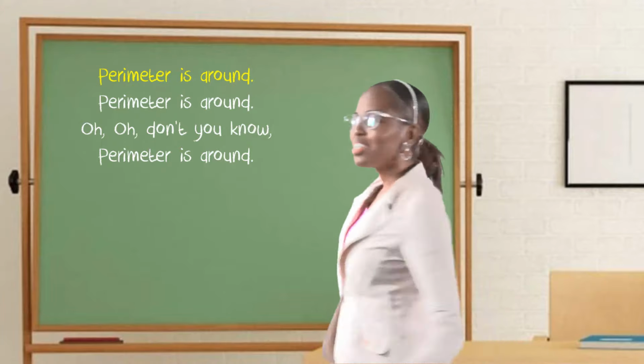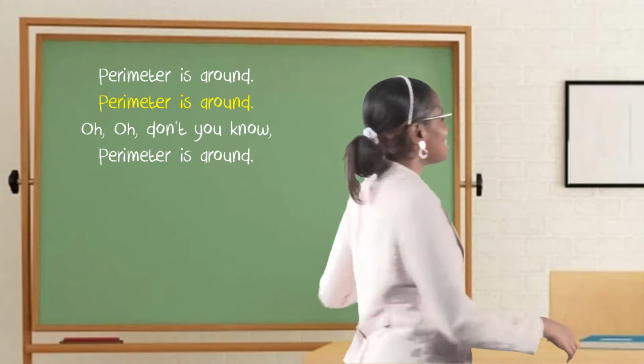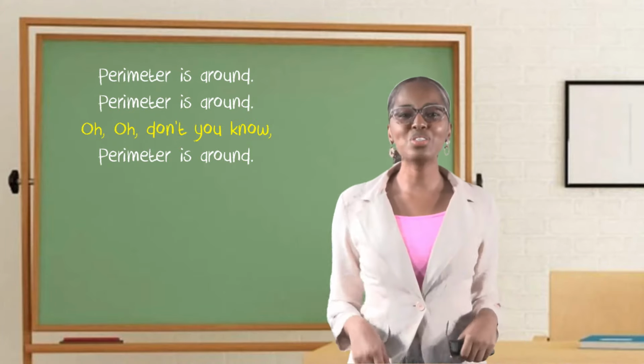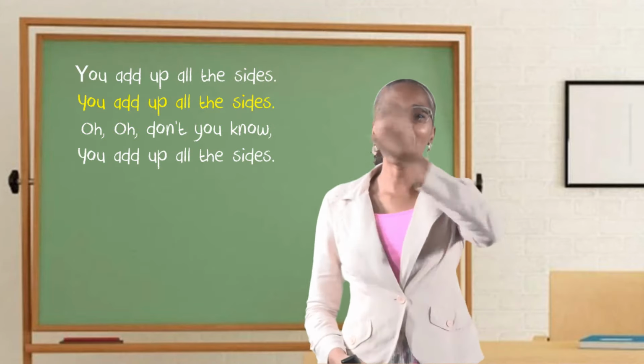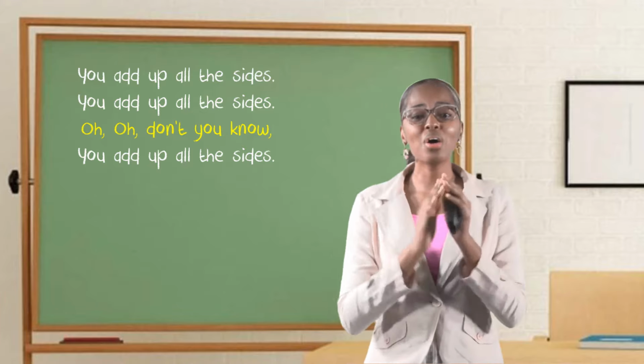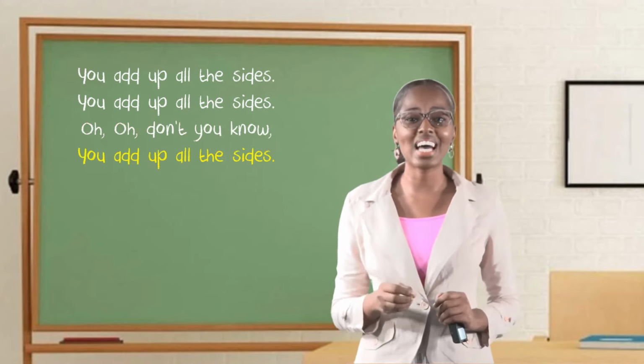1, 2, 3. Perimeter is around, perimeter is around. Oh, oh, don't you know perimeter is around. You add up all the sides, you add up all the sides. Oh, oh, don't you know you add up all the sides.